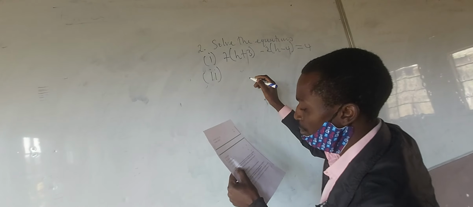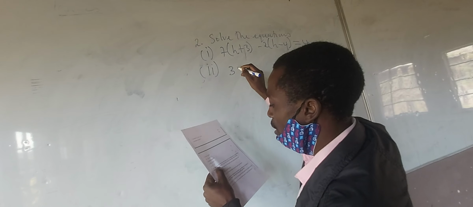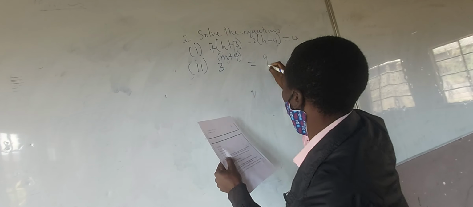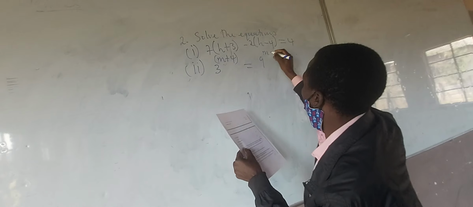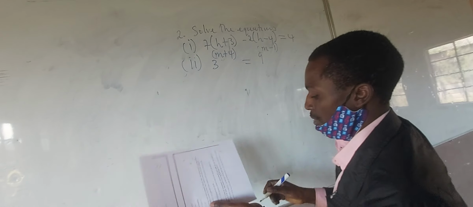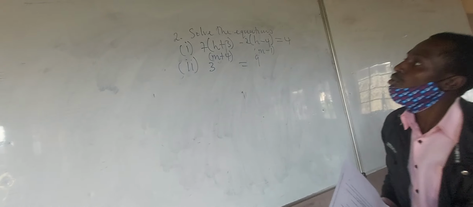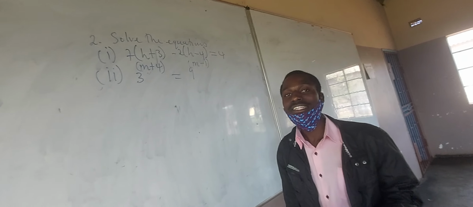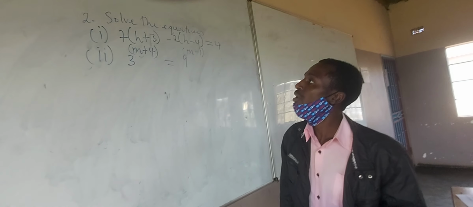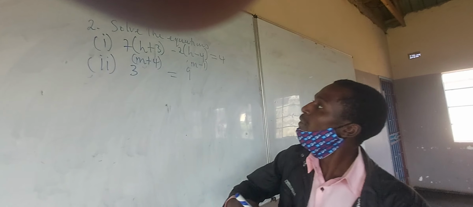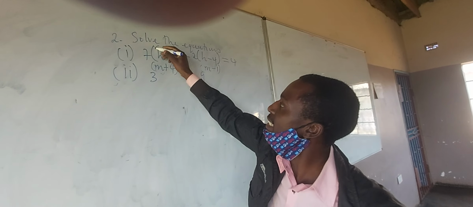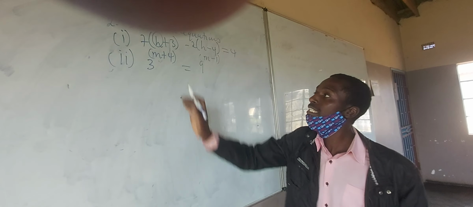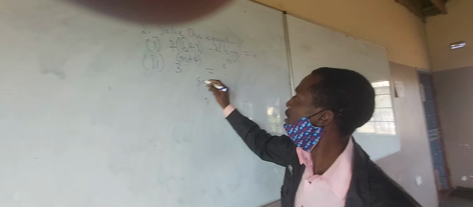Item 2, we're saying 3 to the power m plus 4 is equivalent to 9 to the power m minus 1, right? So to solve an equation is to find an unknown element or an unknown variable. So here our unknown variable in item number 1 is h. So we have to find the identity of h. So solution.